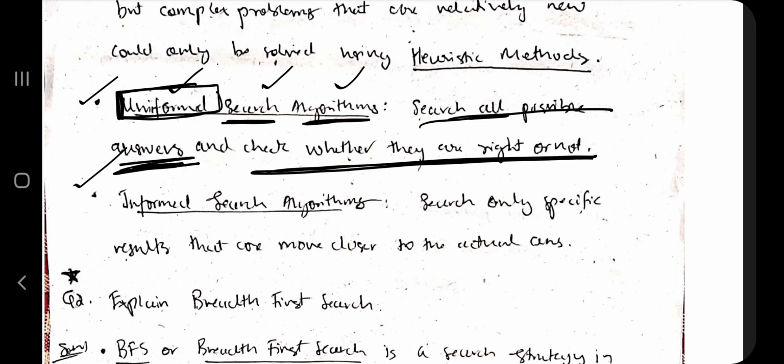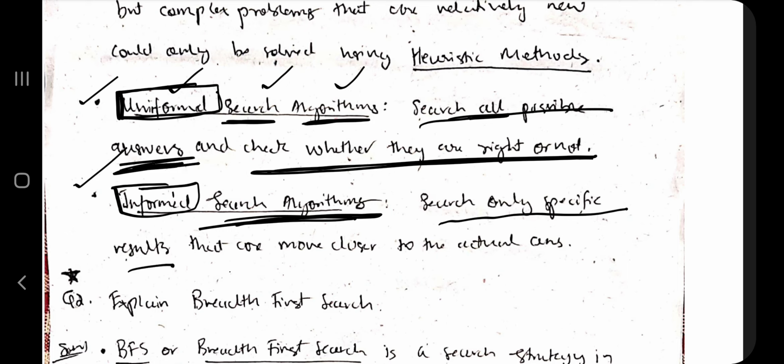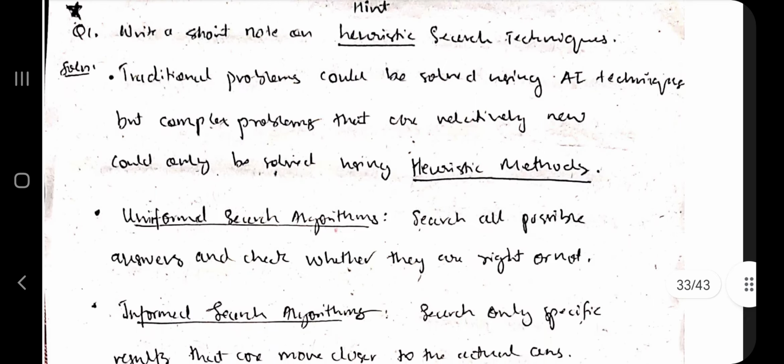So in that it takes a lot of time, because you are checking every single answer, right? And on the other hand, we have informed search algorithms, also known as heuristic methods. They search only the specific results that move closer to the actual answer. So the hints take us closer to the actual answer, right? So we'll be using the heuristic methods for complex problems. So this is what you have to mention as a brief technique.